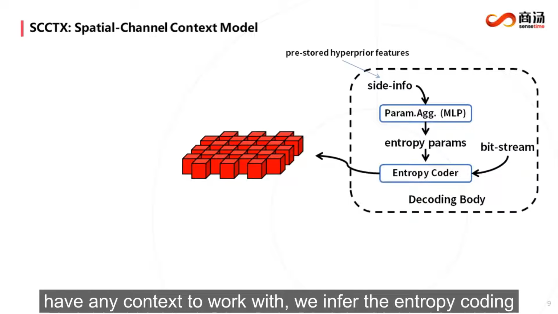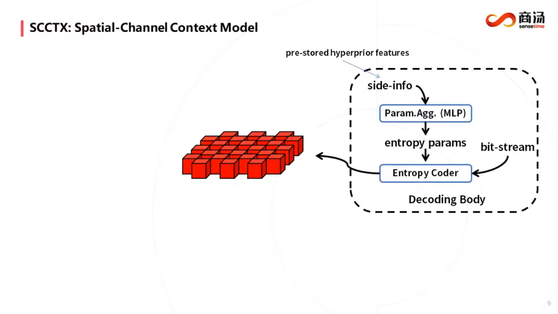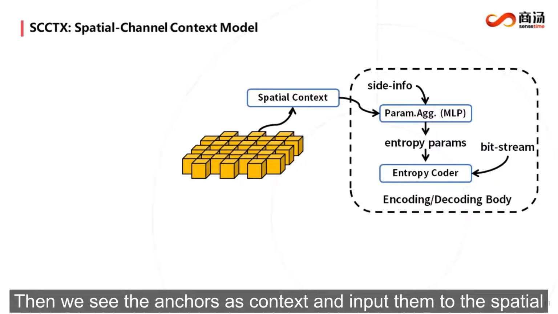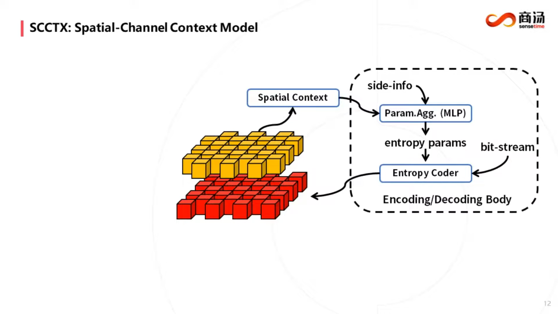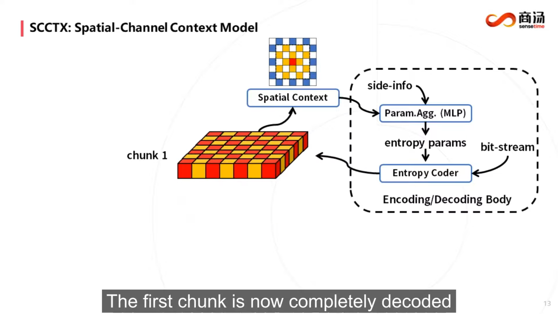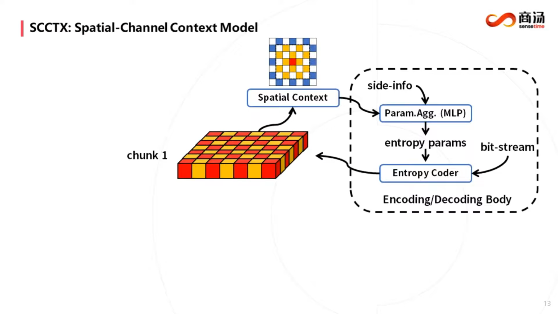Initially, because we don't have any context to work with, we infer the entropy coding parameters straight from pre-stored hyperprior features and decode half of the first chunk of features from the bit stream. Note that the encoding is similar and we omit it in this video. Then, we see the anchors as context and input them to the spatial context model to infer the other half of the first chunk. The first chunk is now completely decoded. The decoding process so far is applying only the checkerboard context model on the first chunk.